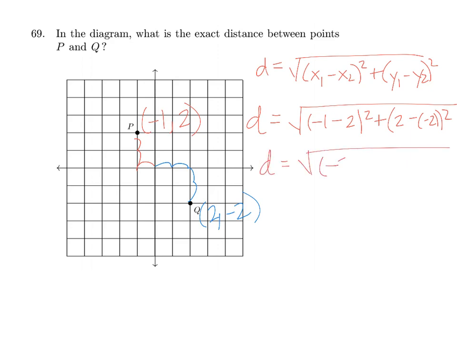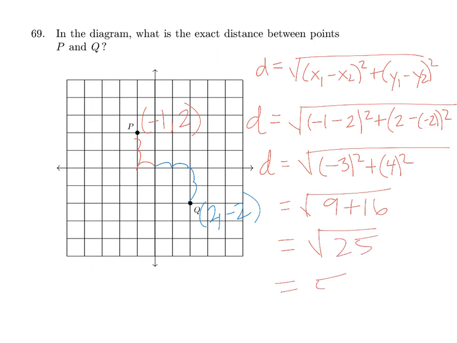So I have negative 3 squared, plus 2 minus negative 2, that's 2 plus 2, that's 4. So I have 9 plus 16, so the square root of 25, which is 5. That's the distance between the 2 points, 5 units.